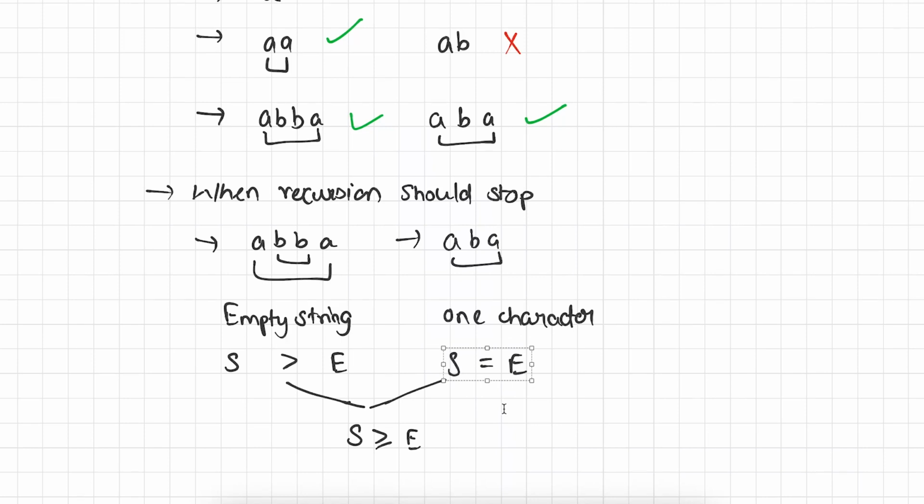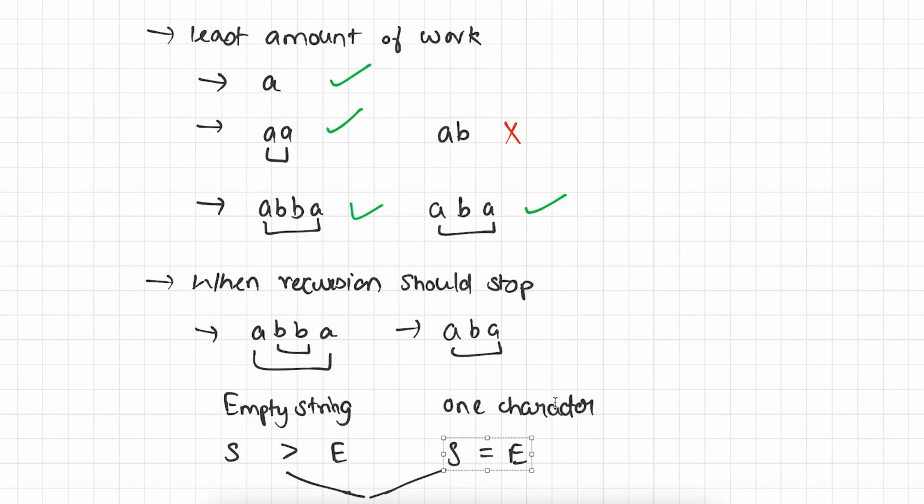One is for an even number of characters in the string, and one is for an odd number of characters in the string. So these are the two observations we are going to use. The first one is the least amount of work we can do to check if the string is a palindrome or not.